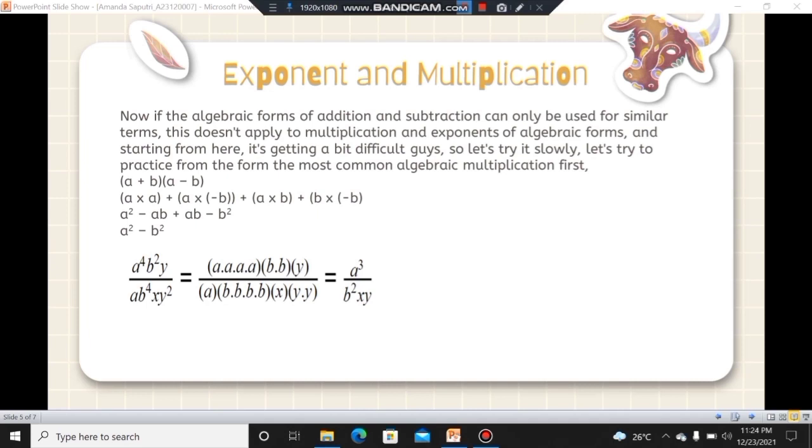After that, we can eliminate the like variables. For example, for a, the numerator has 4 and the denominator has 1, so we just subtract 4 by 1 to produce 3. We do the same for the other variables, so as to produce a to the power of 3 divided by b squared x y.